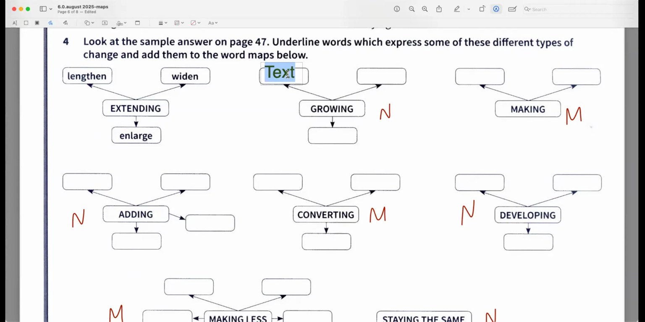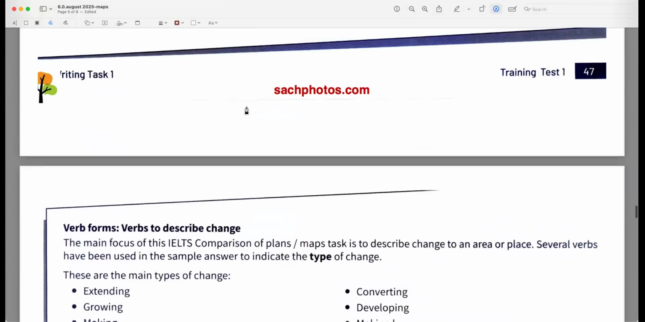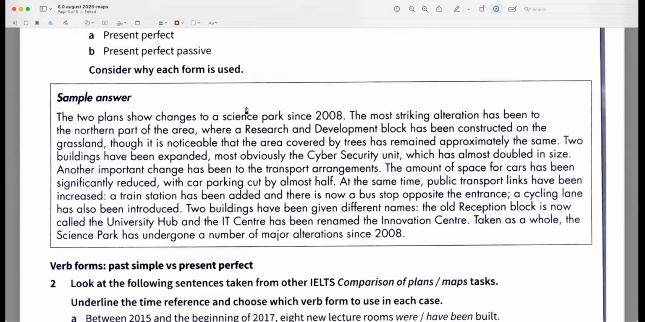Okay, actually, these three verbs are mentioned in the sample, actually, for grow, growing. Yeah, like when they describe the cyber security unit. Yeah, double because growing, grow more. Yeah, grow from the size to bigger size.